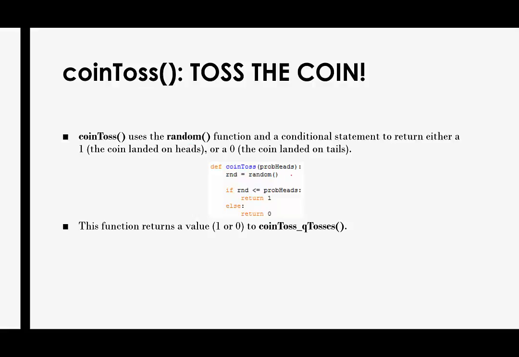So it uses the random function and one conditional statement right here to determine if the coin landed on heads or tails. Heads being 1, tails being 0. And then it'll return that value to coin toss Q tosses.